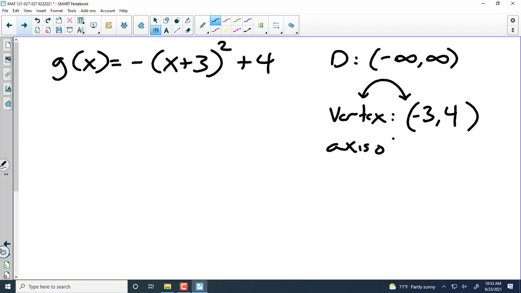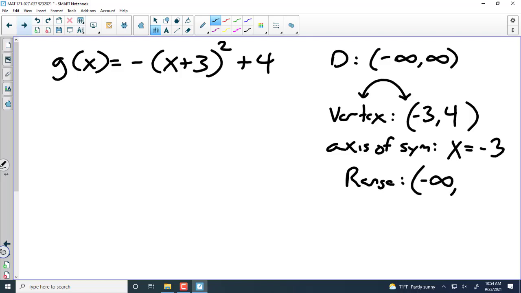Once you have your vertex, you can get your axis of symmetry. Your axis of symmetry is always a vertical line, x equals the x value of the vertex: x = -3. Once you know which way your parabola opens, in this case down, and you know your vertex, is that enough to give the range of the parabola? It should be. This one goes down to negative infinity, and the highest y value it gets to is the y value of the vertex. In this case, 4.